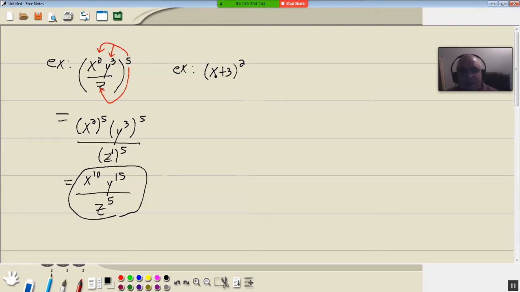A lot of people think, well, you can apply it here. You can take the x to the second power and the 3 to the second power. No, you can't, because everything inside your parentheses has to be multiplication and division. We have an addition in here. That's what causes us not to be able to do that. Here we have to rewrite this as x plus 3 times x plus 3, and then we'll have to do something different with that, which we'll see.